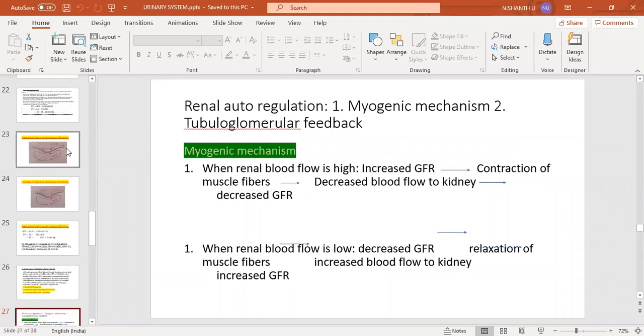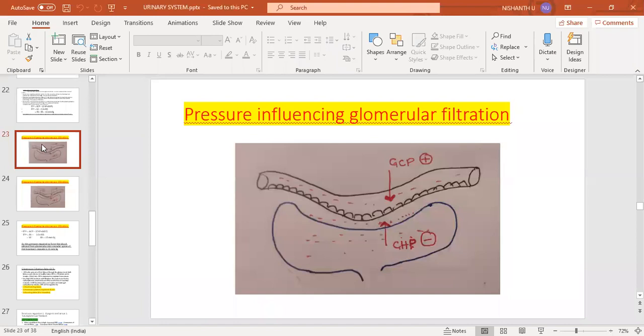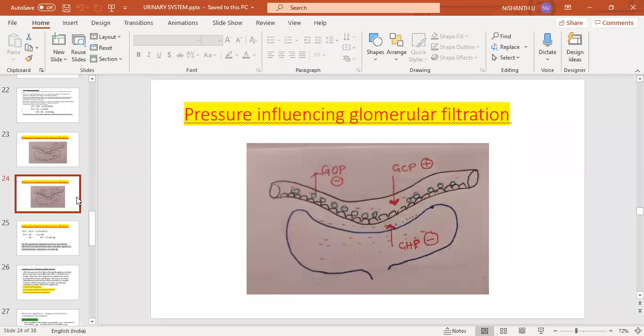Okay, last class we discussed the pressures influencing the glomerular filtration rate, or glomerular filtration. We came to know that one positive pressure and two negative pressures are there. One is glomerular capillary pressure, that is the pressure exerted by the blood on the capillaries, which is a positive pressure and which promotes the filtration, whereas capillary hydrostatic pressure and another one is what is that?